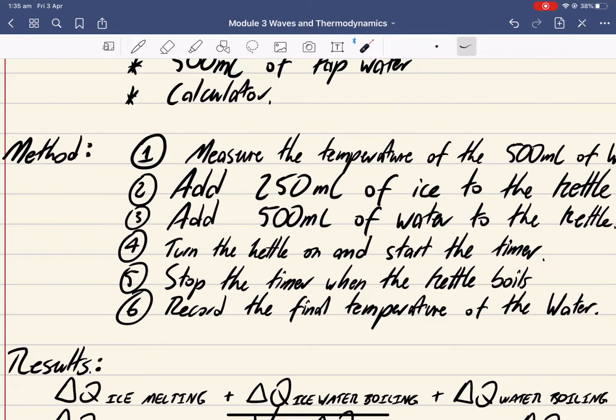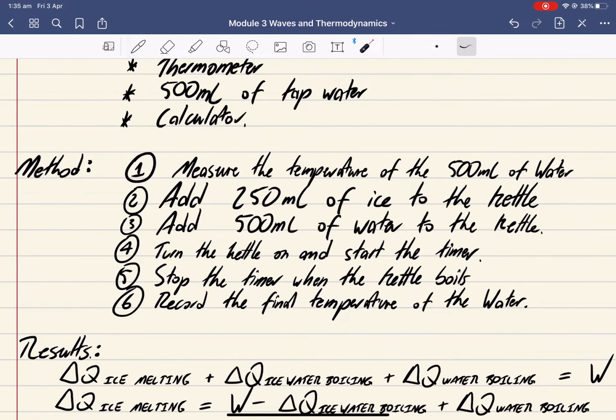So our method for this was to measure the temperature of the 500 mils of water. This is our starting temp. Add the 250 milliliters of ice to the kettle. Then add your 500 mils of water, so you'll get a total volume of 750 mils. Then you'll need to turn the kettle on and start your timer. Once the kettle boils, you'll then need to turn the timer off as soon as it clicks, and then record the final temperature of the water.